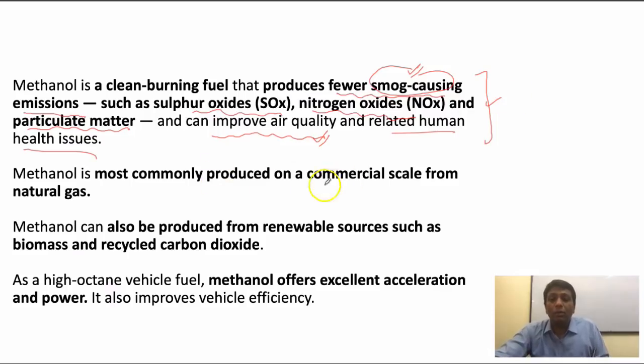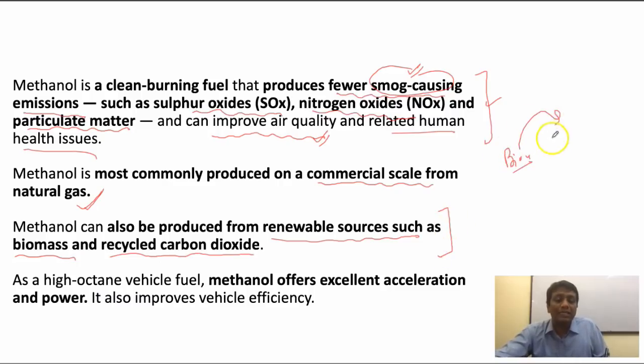Methanol is most commonly produced on a commercial scale from natural gas. Methanol can also be produced from renewable sources such as biomass and recycled carbon dioxide. So definitely, guys, biomass type products can also be used, the plants derived for the formation of methanol.